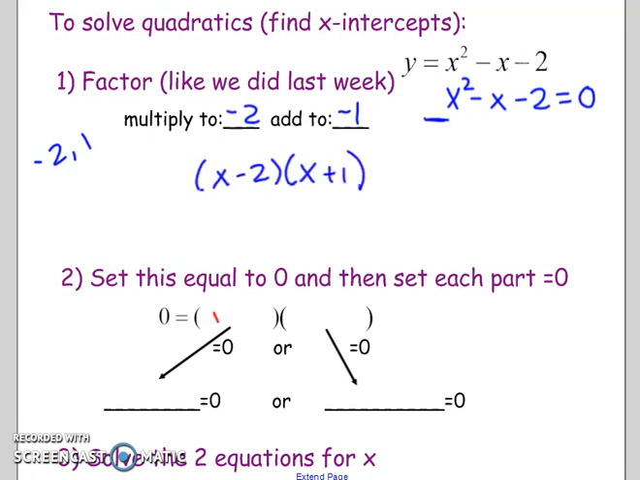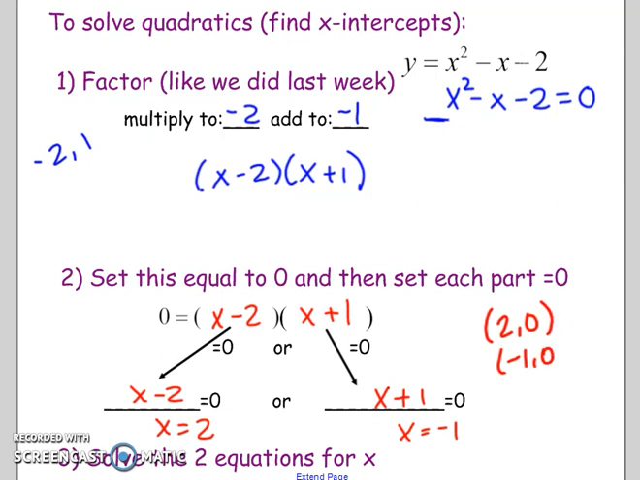So I'm going to take those, and I'm going to set them equal to 0. So x minus 2 is going to equal 2. x plus 1, when I set it to 0, is going to equal negative 1. So I have (2, 0), and I have (negative 1, 0). Those are my two x-intercepts. So if I were to graph this, my parabola is going to cross the x-axis at 2 and at negative 1.